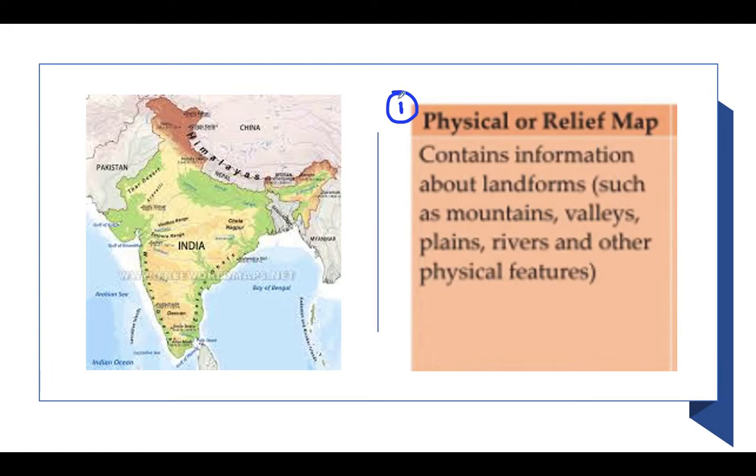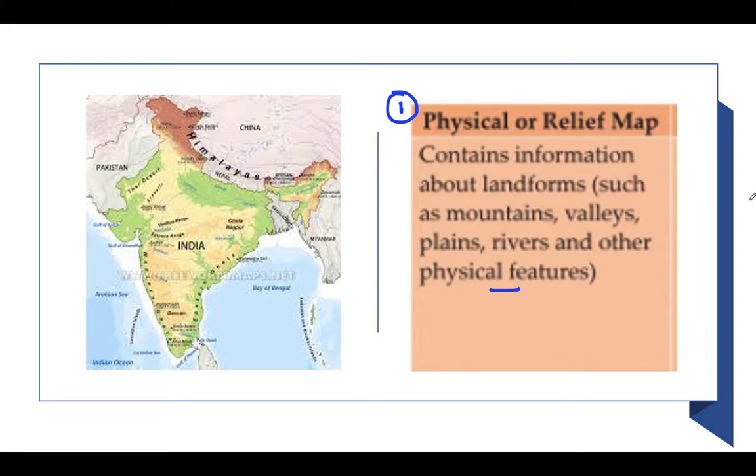What is a physical or relief map? It contains information about landforms such as mountains, valleys, plains, rivers and any other physical features. So here you can see the physical map of India.